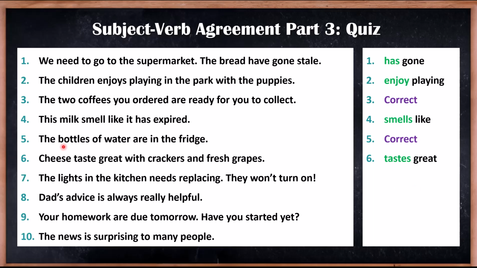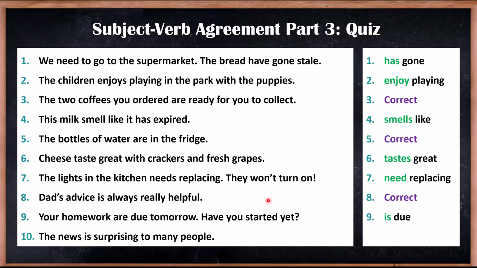Number 6 is incorrect. It should be cheese tastes great with an S because cheese is uncountable, so we use a singular verb. And number 7 is incorrect. The lights in the kitchen need replacing, not needs, because we're talking about countable lights. We're talking about lamps or light bulbs, and we have made this plural. So we have to use a plural verb, need. Number 8 is correct. Dad's advice is always really helpful. Advice is uncountable, so we use a singular verb.